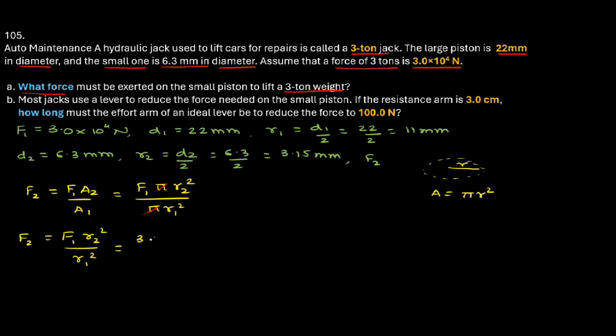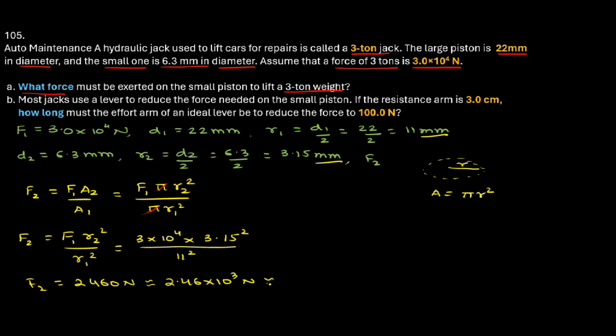Now substitute. F1 is 3 times 10 to the power 4. R2 is 3.15 millimeter squared. R1 is 11 millimeter squared. And when you solve, you get F2 to be equal to 2460 Newton, which you can write as 2.46 times 10 to the power 3 Newton, or just round it off to 2.5 times 10 to the power 3 Newton.